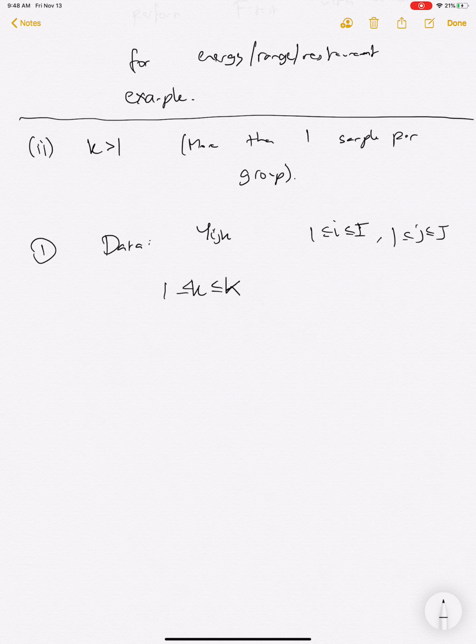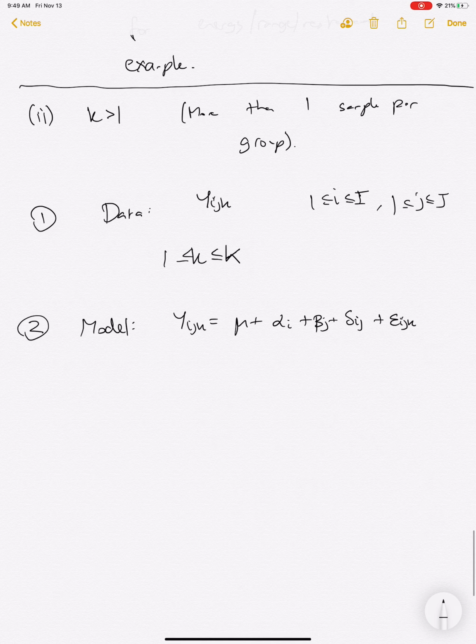Okay, and so now our model, because we have more than one sample per group, we can actually have a bigger model. So you could certainly use what we did in the one-way case as our original model, but if we want to be as general as possible, we can say that there's an effect of factor A, there's an effect of factor B, but then there's also an interaction effect potentially, and then there's noise. So we have here that mu is the overall effect or mean.